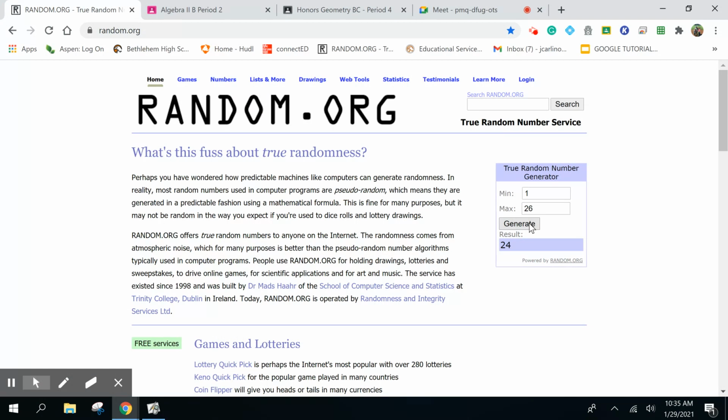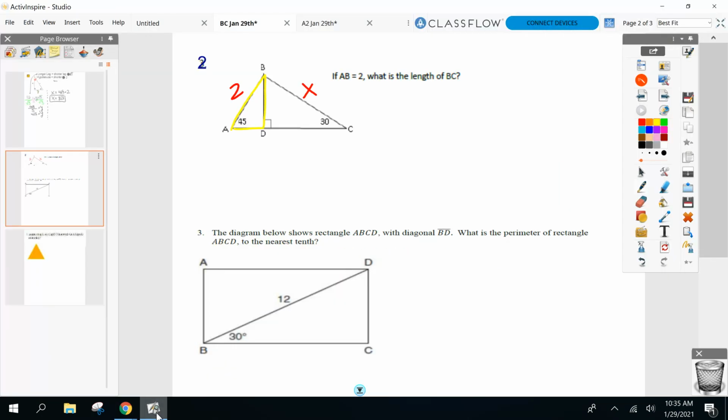Emily, good morning. What's the fact that relates a leg to the hypotenuse in a 45-45-90? Multiply the leg by radical 2. Okay, so here we go. Hypotenuse 2 equals leg, and I'll just call the leg y, it doesn't matter, they're both y. Y times what again, Emily? Radical 2. Good work.